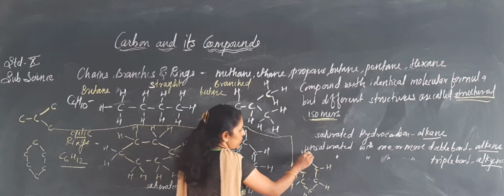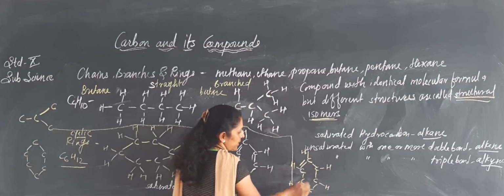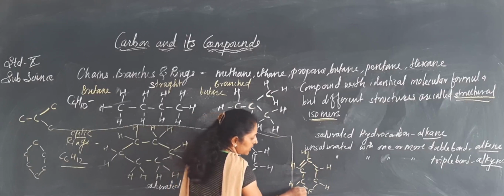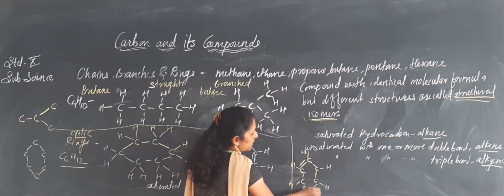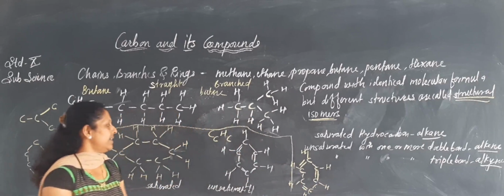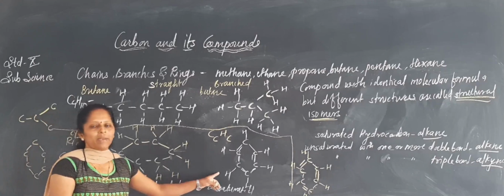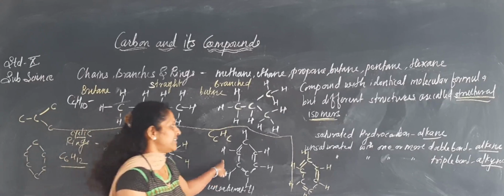Here 1. Now 1, 2, 3, 4 here. Now here also 1, 2, 3, 4. Here 1, 2, 3, 4. Now 1, 2, 3, 4 here. Now like this there is an unsaturated carbon compound in a cyclic form. It is benzene, C6H6.